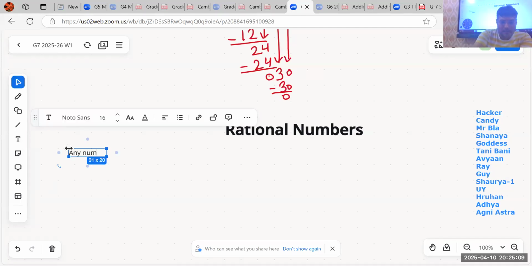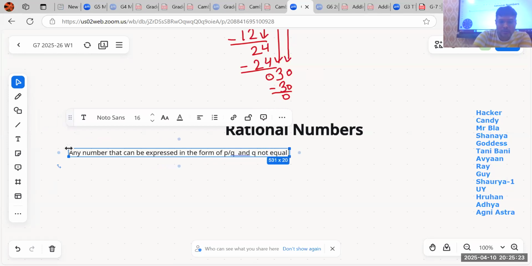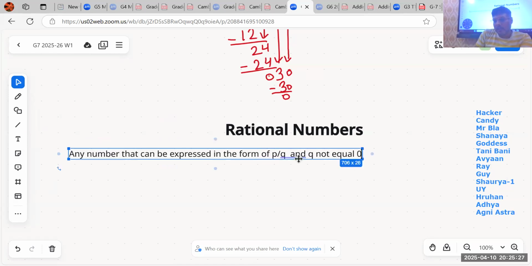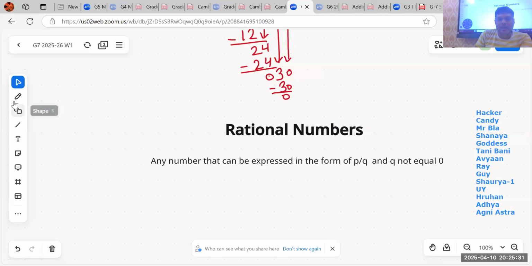Any number that can be expressed in the form of P by Q, and Q not equal to 0. That is the definition of a rational number. So why is Q not equal to 0? Because division by 0 is not defined.